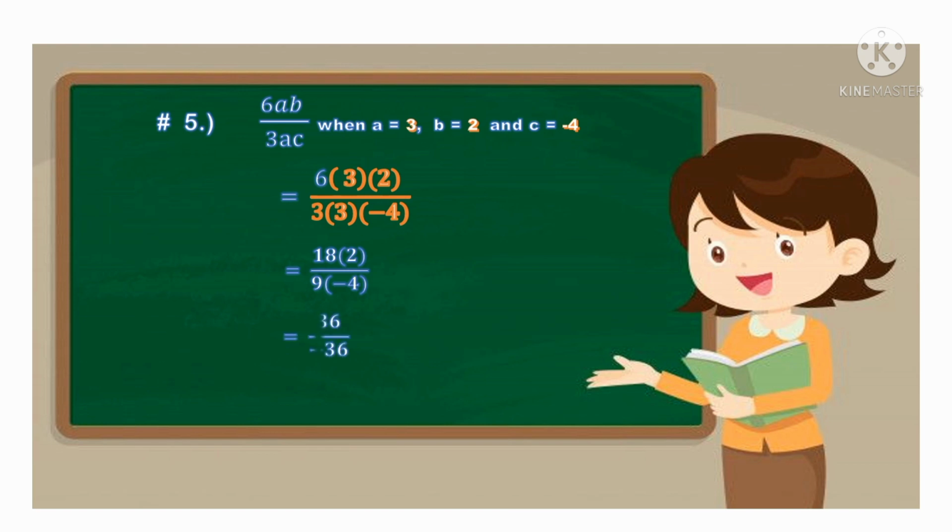So next is this one. Multiply 18 times 2, it's positive 36. 9 times negative 4, negative 36. So for our final answer, since they are in different signs, by the rules of integers in division and multiplication, if they are in different signs, the answer would be negative. So the answer of positive 36 over negative 36 would be negative 1.